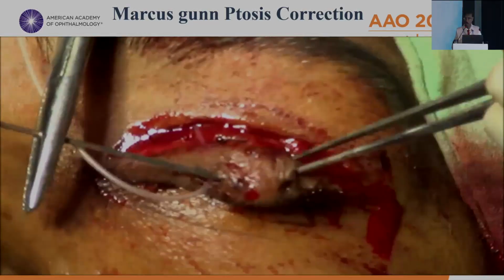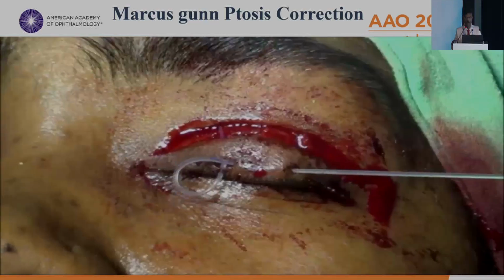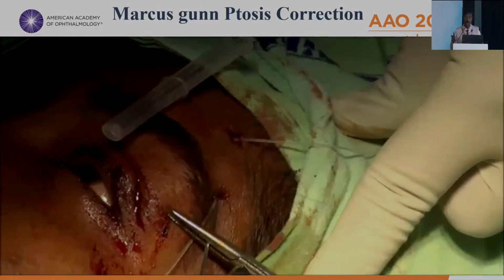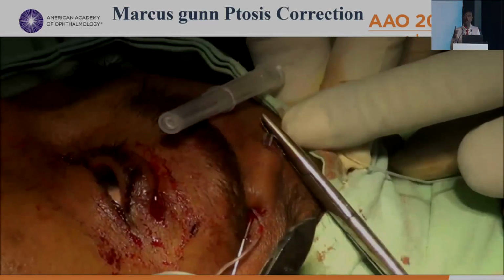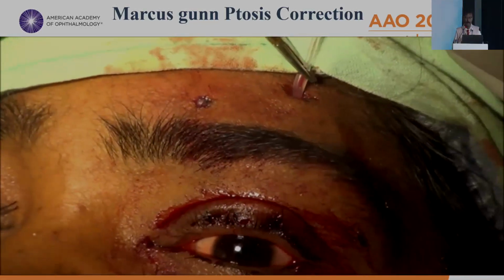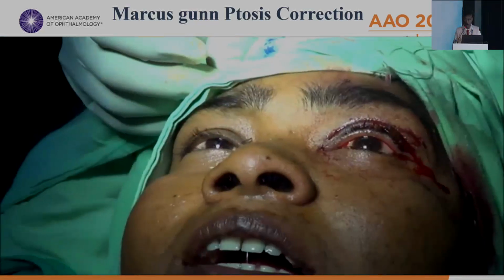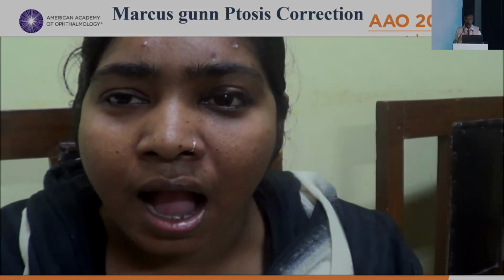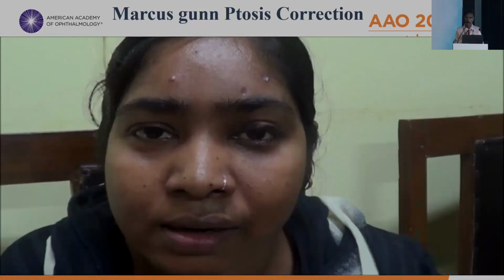And now see what is the reaction of the patient. Here the phenomenon is still there, but the action is cut off due to cutting of the LPS muscle. A frontal sling is given and it is adjusted operatively. Now see, with the movement, the eyelid flick is gone.